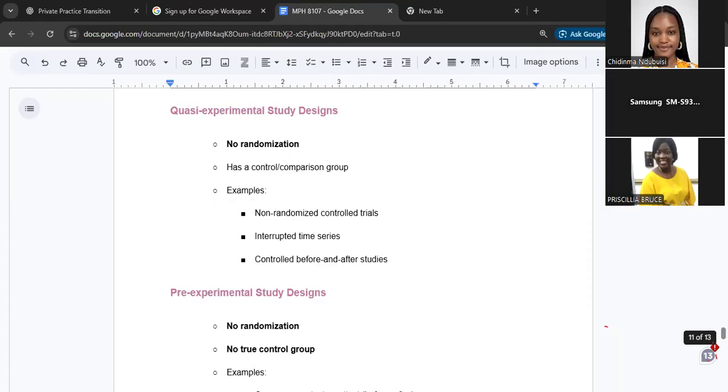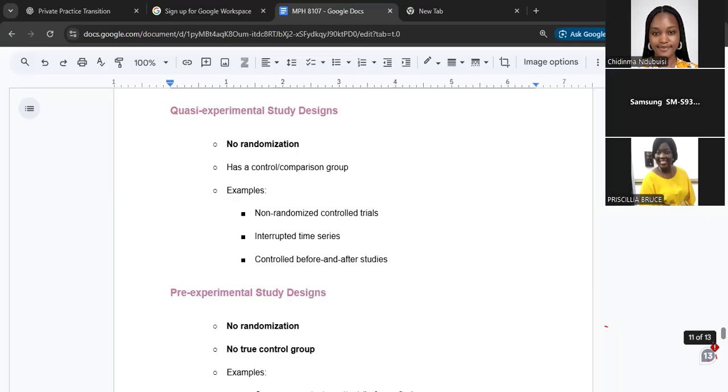But I cannot randomize. Why? Because it's not in my power. So I can't randomize, but there's a control group. And I said it's mostly used for policies. So you see that these people have implemented, the other people have not implemented it. Then you just go there and check the difference between those that implemented this intervention. The intervention was not necessarily put there by you. So we just go in and study.